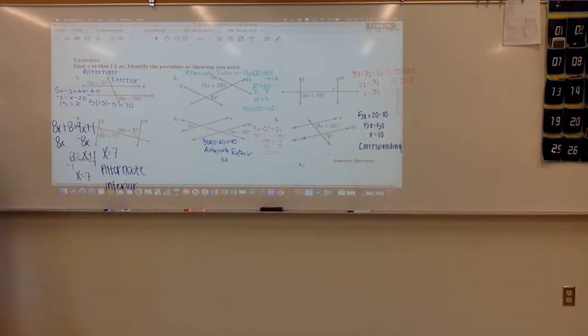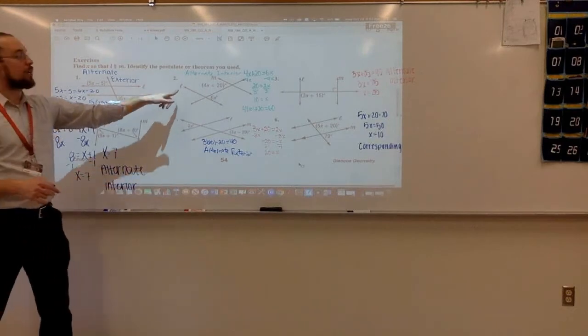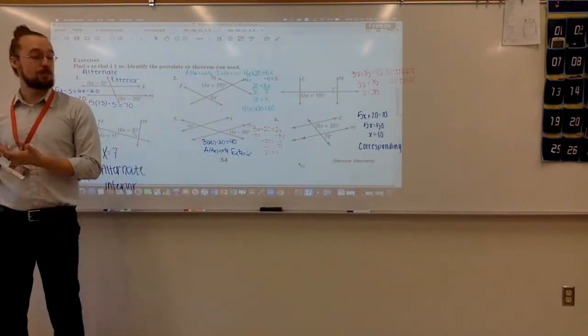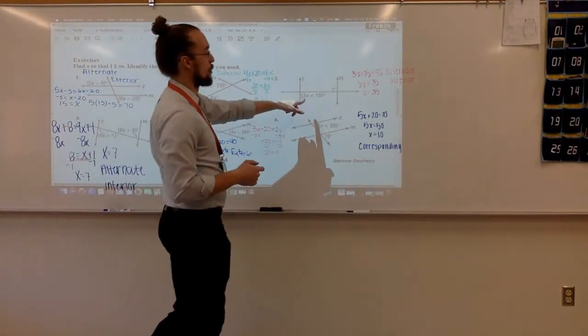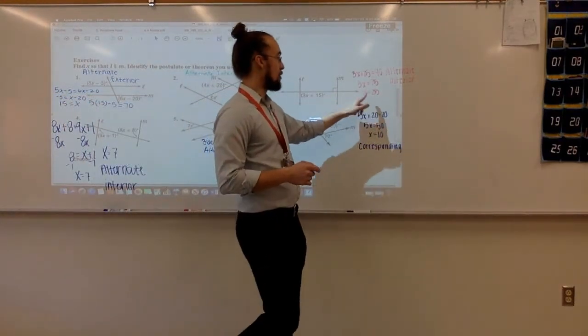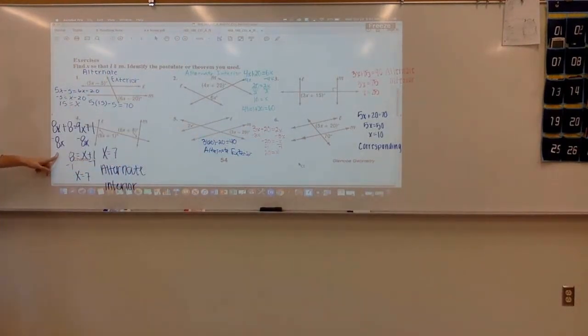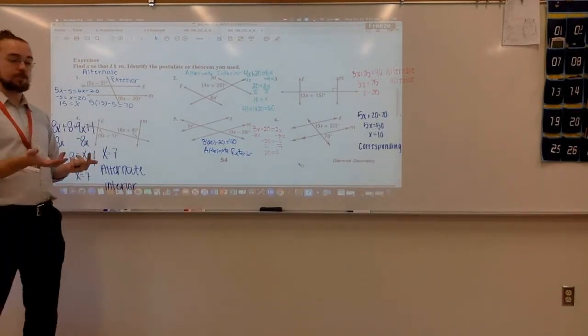Alright, we had a few volunteers put up the answers here for 1 through 6. So I think number 1, we should get x equals 15. And these are alternate exterior angles. For 2, we get x equals 10. And these are alternate interior angles. For number 3, x equals 25. And these are also alternate interior. For 4, x equals 7. And again, these are alternate interior.